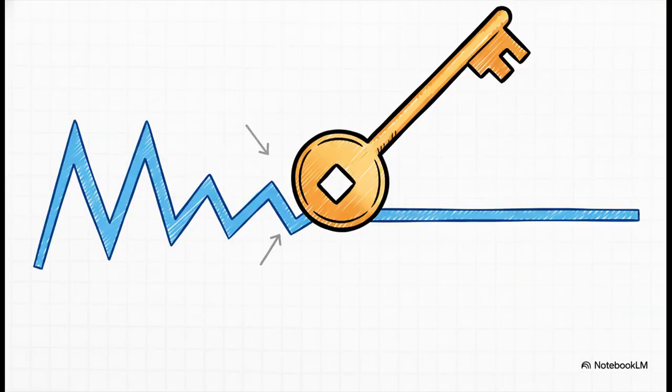Well, the answer is actually pretty elegant. It's a mathematical tool called the logarithm. Think of it like a translator. It's designed to take these massive, wild ranges of numbers and kind of shrink them down to a scale that we can actually wrap our heads around. It's what tames the beast of exponential growth.